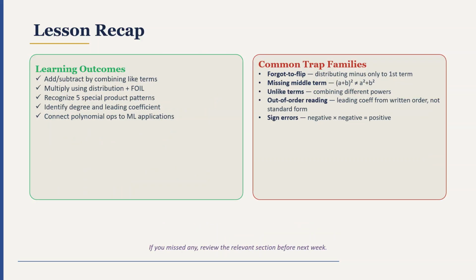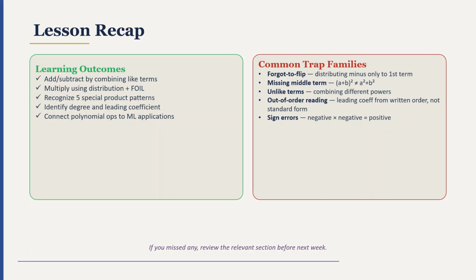You can now add and subtract polynomials by combining like terms, and you know to distribute the negative sign first when subtracting. You can multiply binomials using first, outer, inner, last, and distribute across trinomials when needed. You recognize the 5 special product patterns, including perfect squares and difference of squares. And you understand how polynomial operations connect to machine learning through loss functions, polynomial features, and kernel methods.